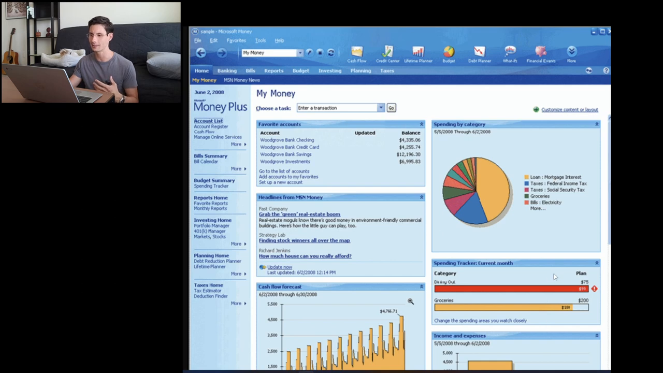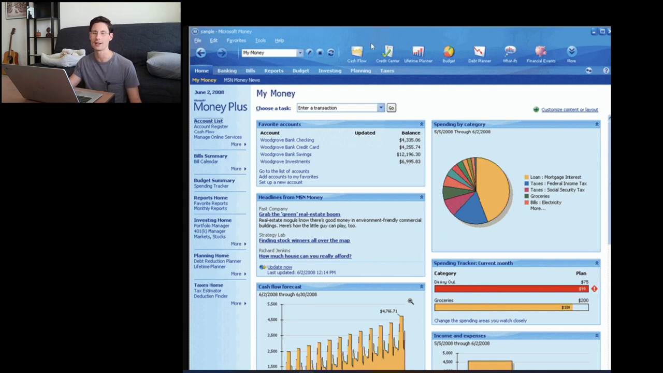And then there's this handy dandy spending tracker, where you could put a few categories that you really want to watch, like maybe groceries or restaurants, whatever it is, to see how much am I spending on that. Anyway, it had a really, really helpful dashboard, and also really helpful reporting and transactions.